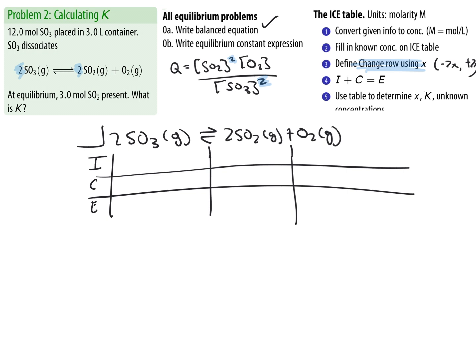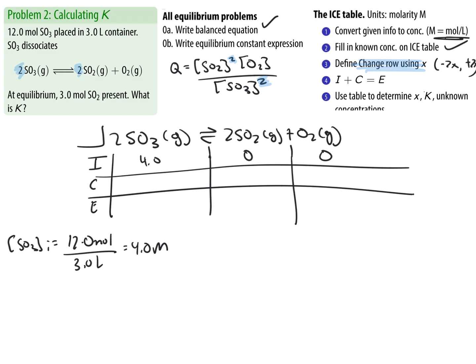Now we've written out our ice table, and it's time to start filling it in. So we have our reaction. We know that we need to convert to concentration, so moles per liter, just like we did before. So SO3 initial is going to be equal to 12.0 moles divided by 3.0 liters is equal to 4.0 molar. So 4 is the molarity of SO3. We didn't have any of the products, so those are just 0 molarity.